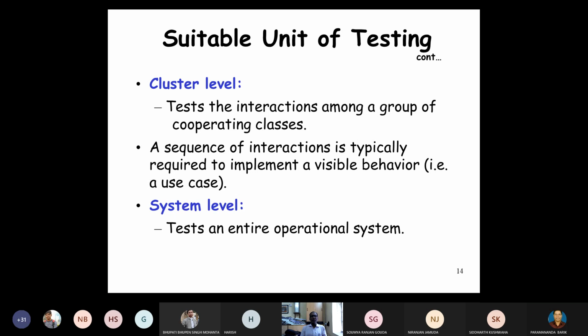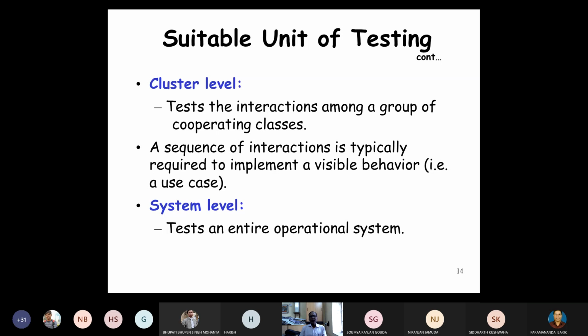So what do we do in cluster level testing? In cluster level testing, we test the interactions among a group of cooperating classes. Just as in integration testing we take the different functions and modules, integrate them, and then test them, similarly the counterpart in object-oriented testing is cluster level testing, where we test the interactions among a group of cooperating classes.